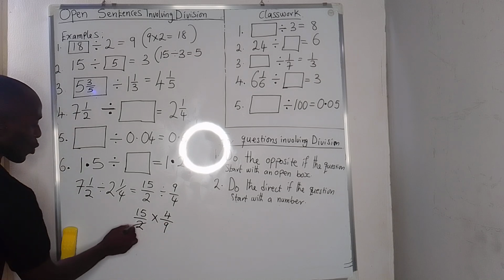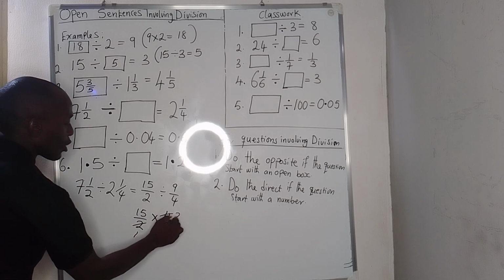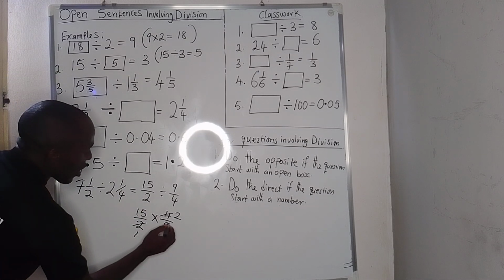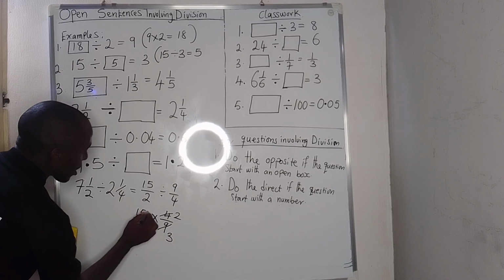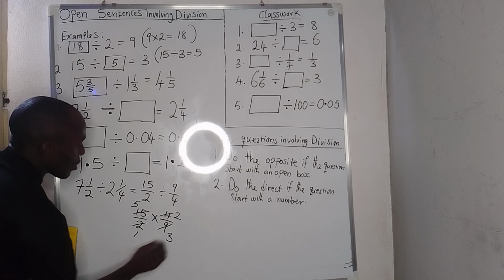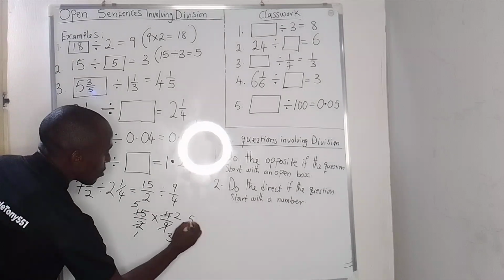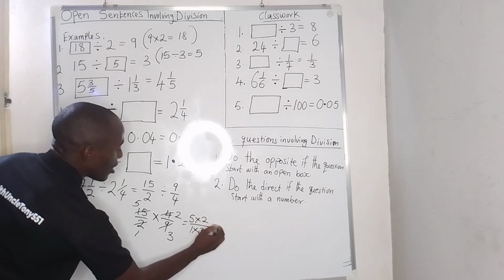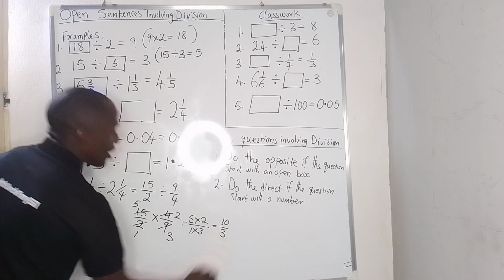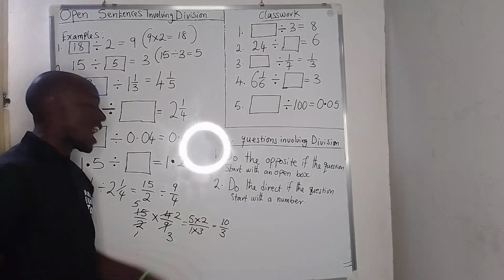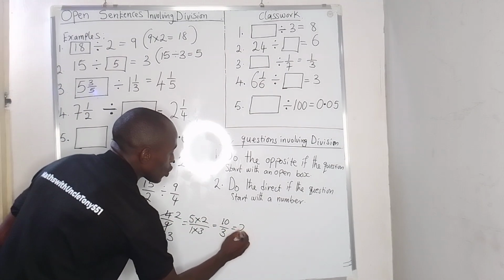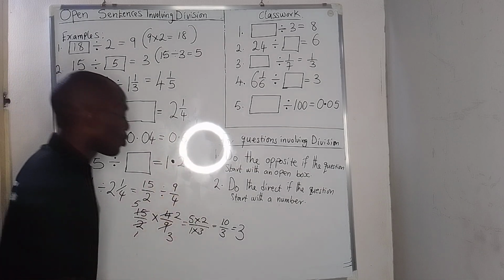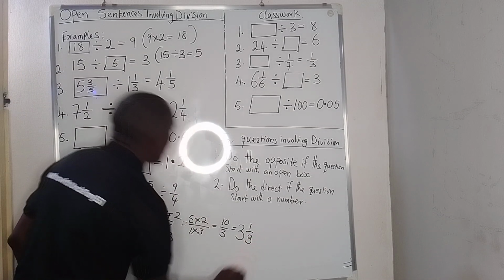What can divide? 2 here, 1. 2 into 4 is 2. 3 can divide 15 and 9. 3 here is 3. 3 into 15 is 5. We now have 5 times 2 all over 1 times 3. It will give us 10 over 3. How many times will 3 go into 10? It will be 3 times because 3 times 3 is 9. 10 take away 9, the remainder is 1 over 3.